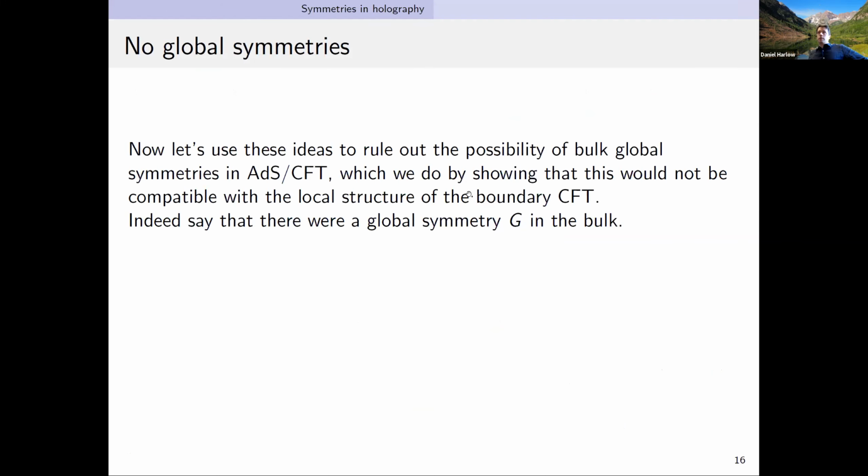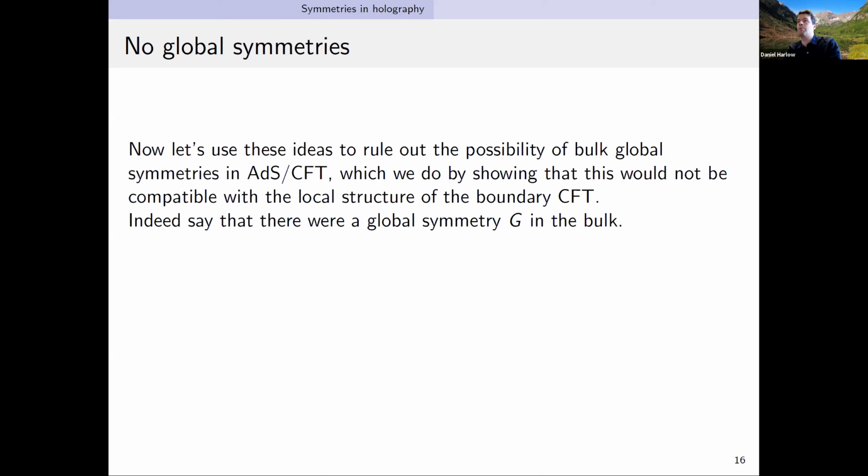Okay, so now let's use what we've learned to rule out the possibility of global symmetries in ADS-CFT. We do this by showing, in a proof by contradiction, that if there were a global symmetry in the gravity side of ADS-CFT, then it would not be compatible with the local structure of the boundary quantum field theory. And since in ADS-CFT, the boundary quantum field theory is the fundamental description of what's going on, if that's inconsistent, then the theory is inconsistent.